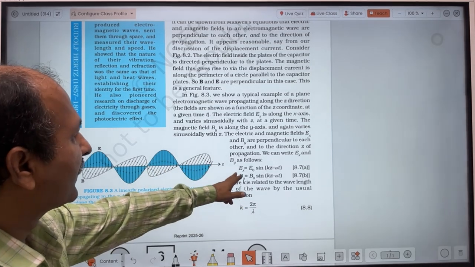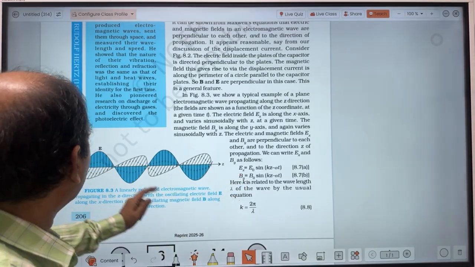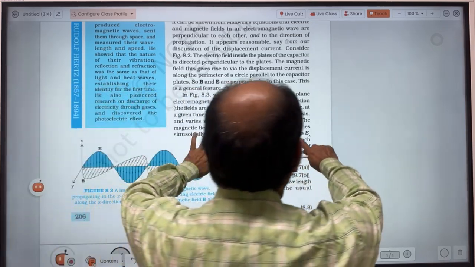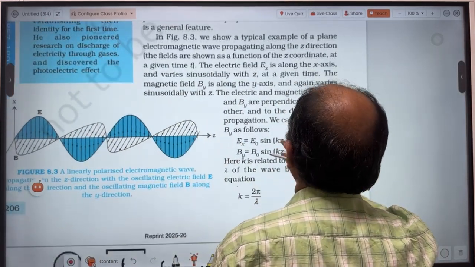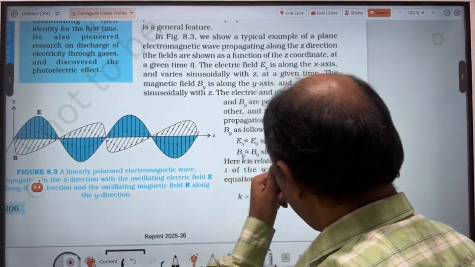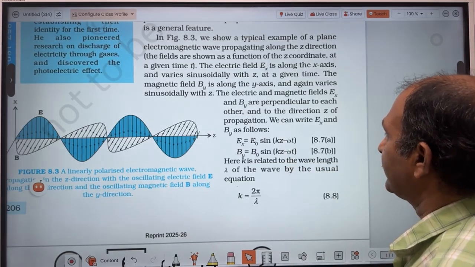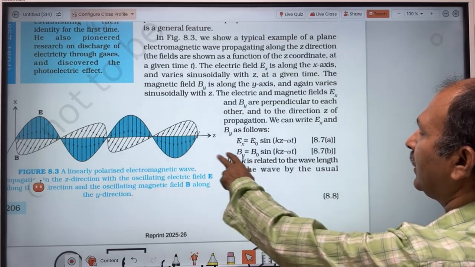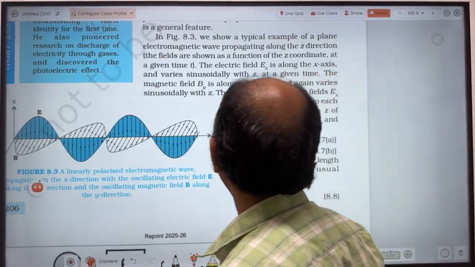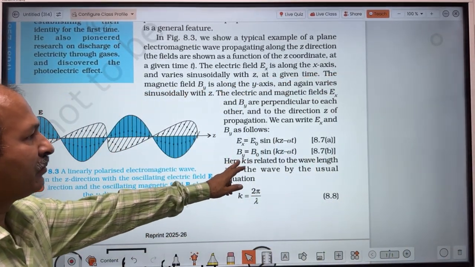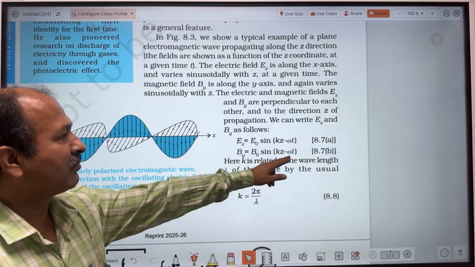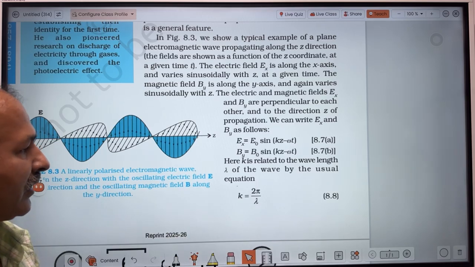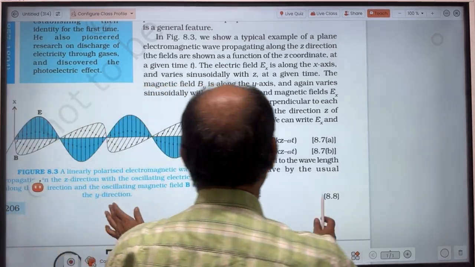So here the equation we can write for Ex, as you have seen, the electric vector is along the x-axis. So Ex equals E0 sin(kz minus omega t), where k is the propagation constant. We will study about it. Omega is angular frequency. Similarly, if we write the expression for magnetic field, that will be By equal to B0 sin(kz minus omega t), and k is given by 2 pi by lambda.